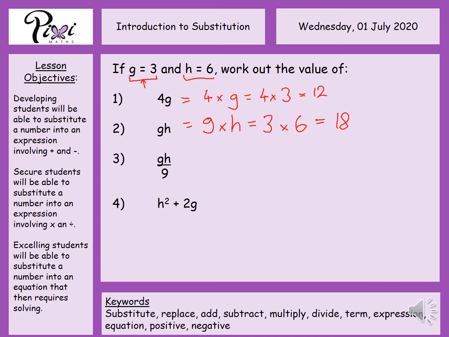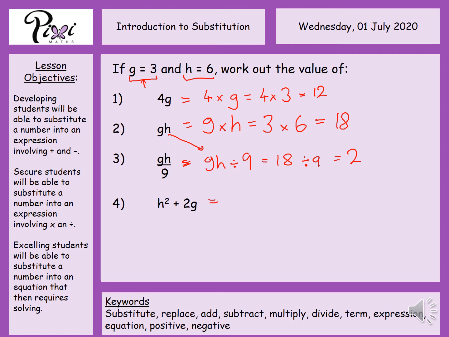Okay, a little bit tougher now. So with this one, we've got GH over 9. So what that means is we work out GH and then divide it by 9. So we need to do GH and divide it by 9. So we actually already worked out GH in the previous question, so we're just going to use that here because the working out of GH is still the same. So we worked out that GH was 18 and then we divide by 9. So GH divided by 9, so we've got 18 divided by 9, which is just 2. So we're just dividing 18 by 9 to get 2.